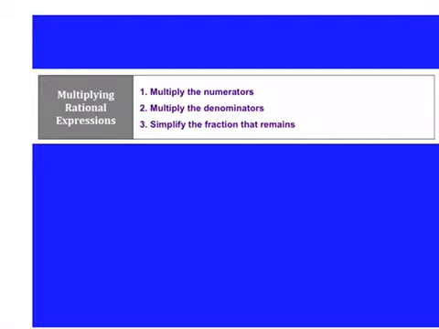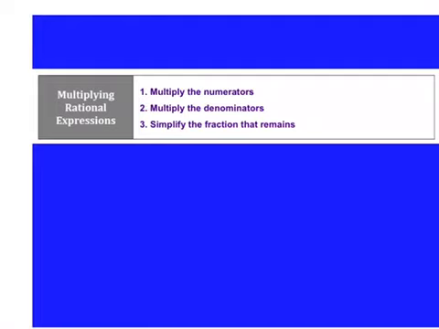So basically when there is no adding or subtracting going on, those are not polynomials. We're just looking at regular monomials. So we are just going to multiply the numerators, or the top of the fractions. And then we're going to multiply the denominators, or the bottom of the fractions. And then our last step is to simplify the fraction that remains.